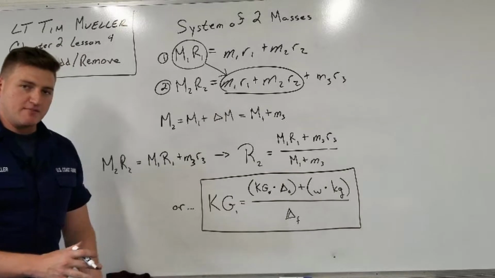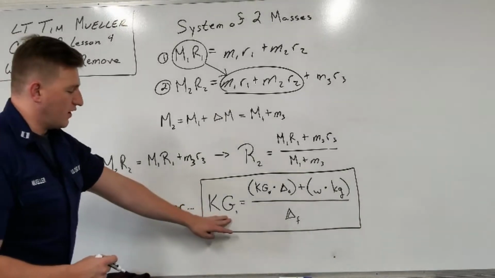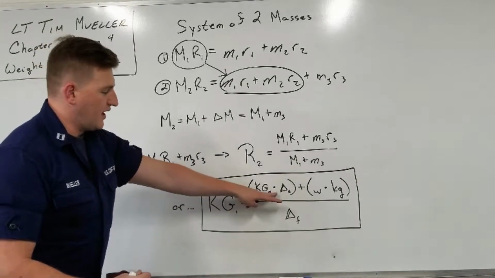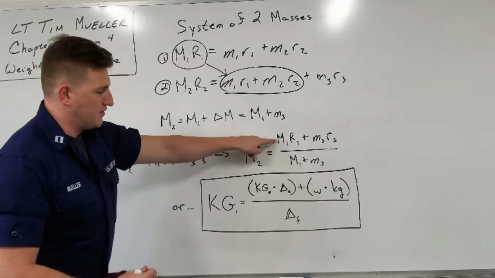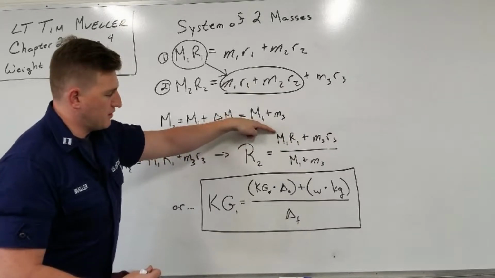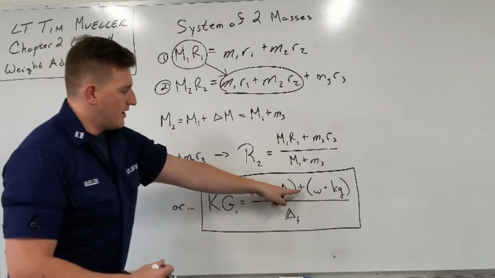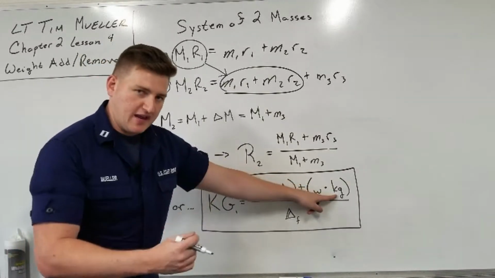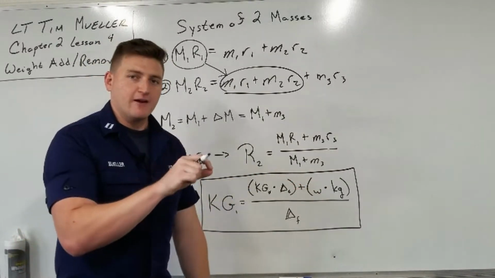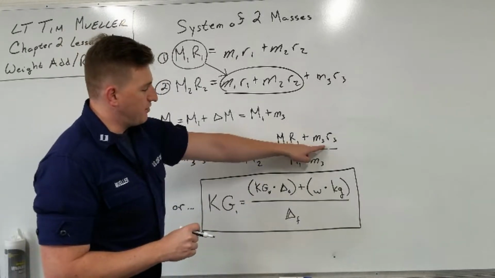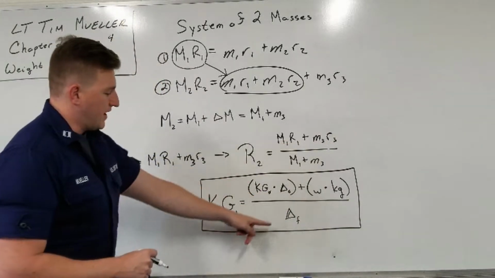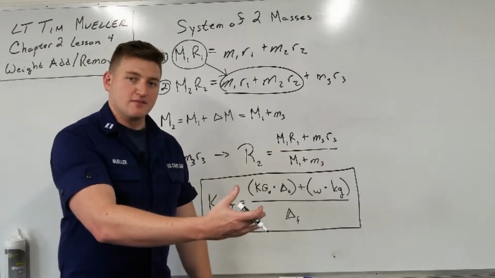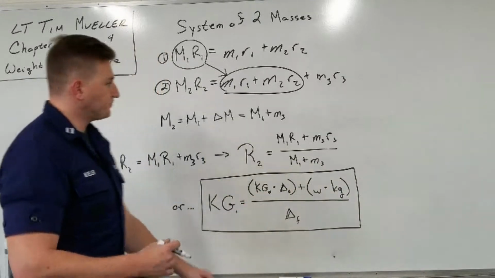Now, if we put that into ship stability terms, we have KG1, our new KG, equals the original KG times the original displacement, because this was our original system. Here's our original displacement, our original KG, plus W that we added times this lowercase kg, which is going to be the center of gravity of that specific item. Here we have M3 and R3, and it's divided by the final displacement, which is just M1, the total mass of the system before, plus what we added.